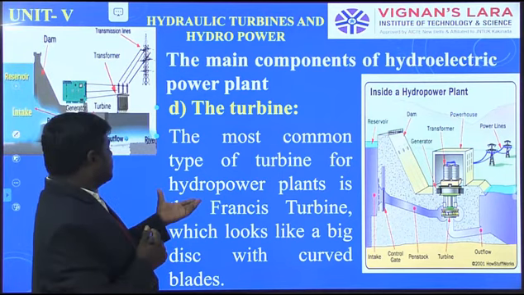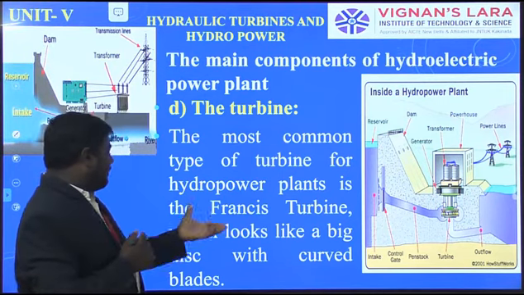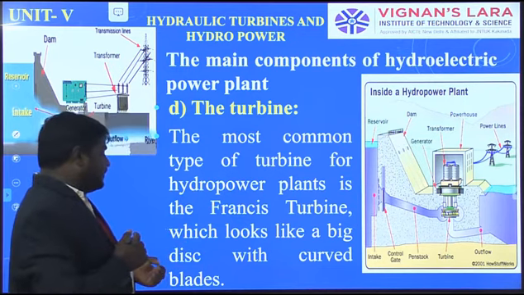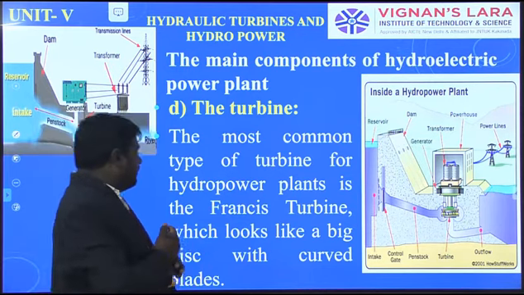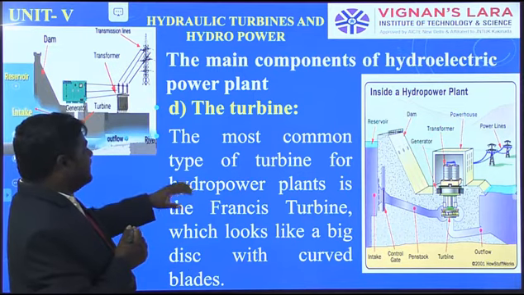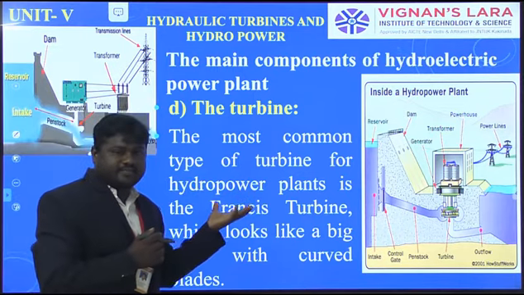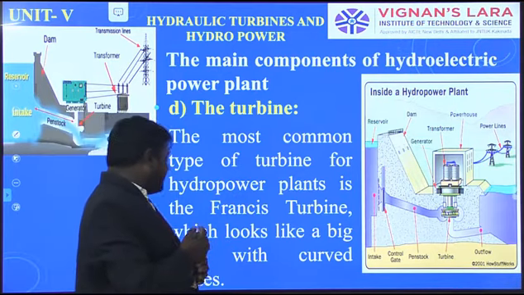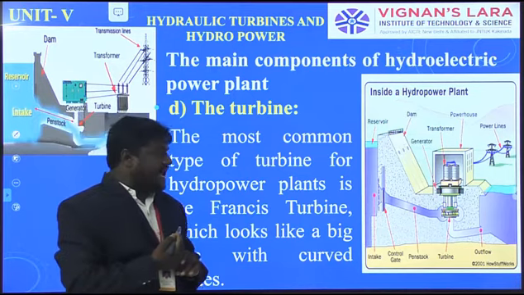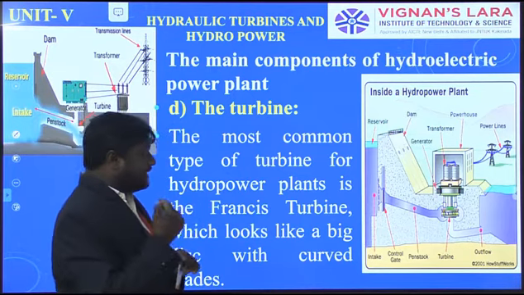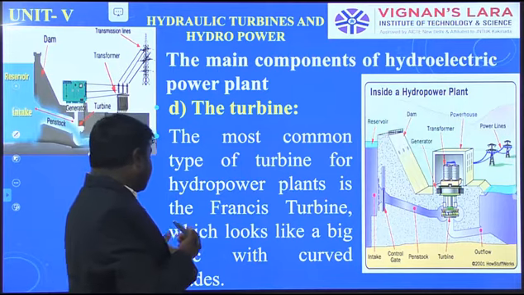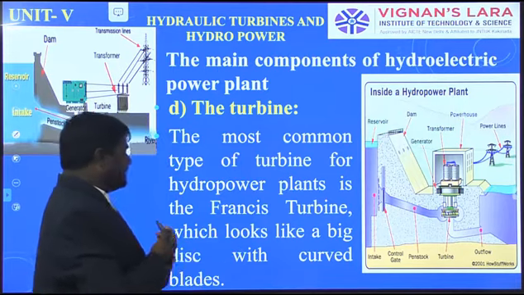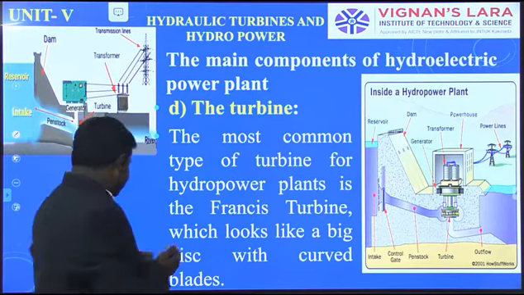Then the most common type of turbine for hydropower plants is the Francis turbine, which looks like a big disc with curved blades. The most common type of turbine we are using in hydraulics is the Francis turbine. It looks like a big disc with curved blades.